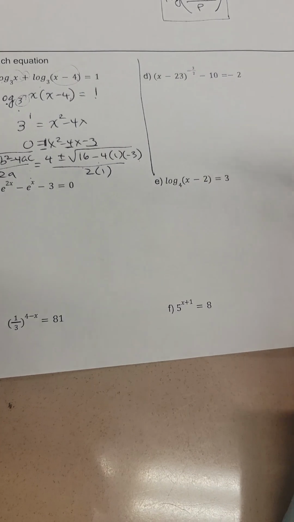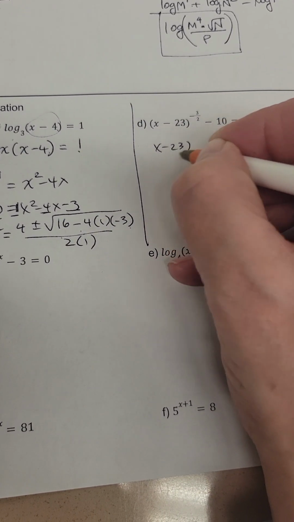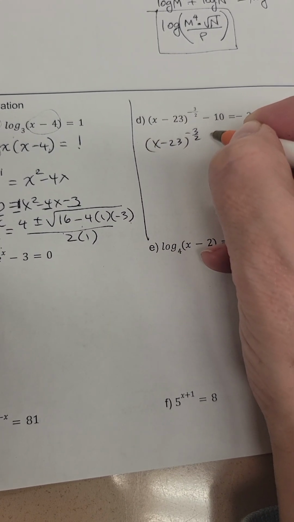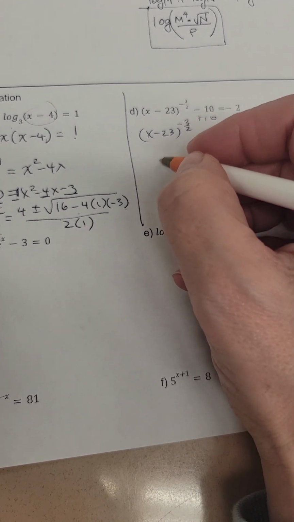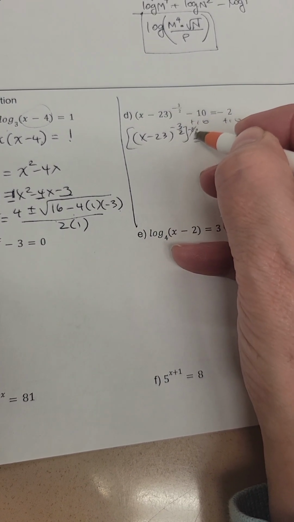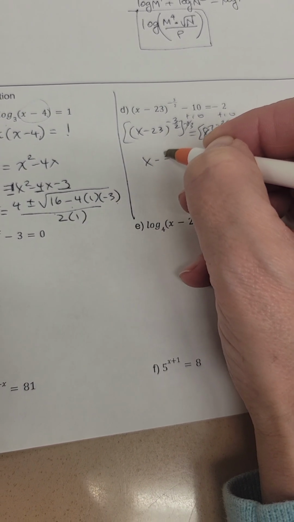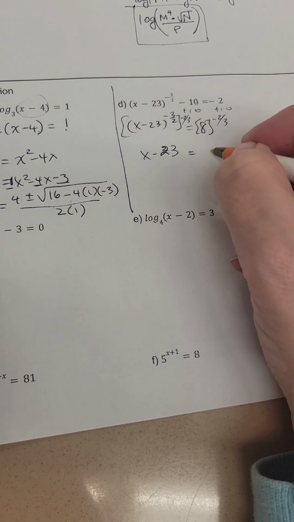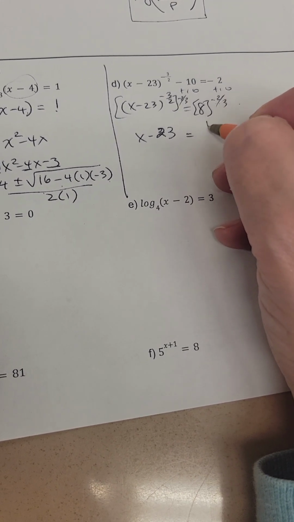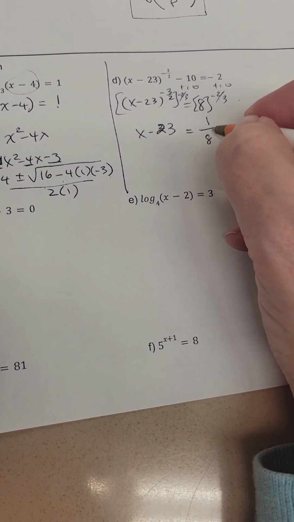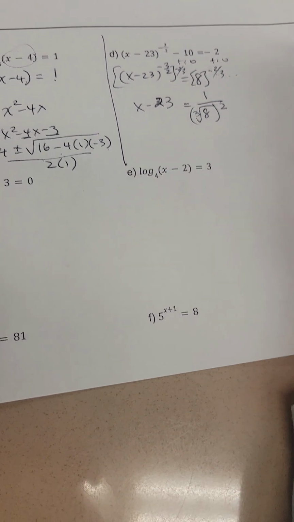Okay. I'm going to do D before I do B since it's right next to it here. Add 10 to both sides. So this side becomes 8, right? Then raise both sides to the negative 2/3 power. 8 to the negative 2/3. Remember, negative just means 1 over. 8 to the 2/3. 3 is the cube root, and 2 is the power.